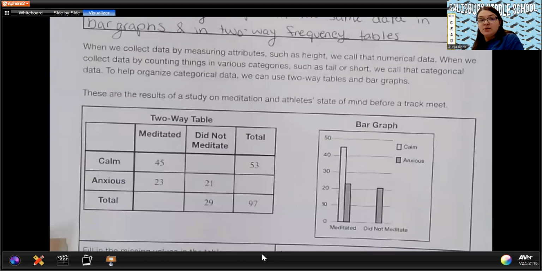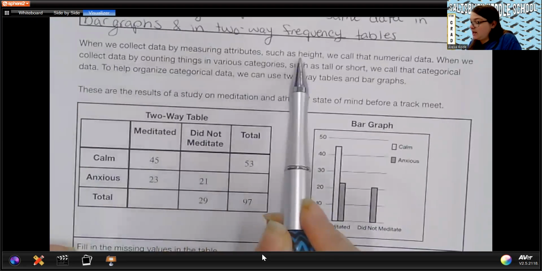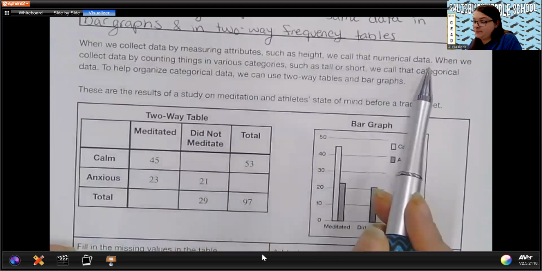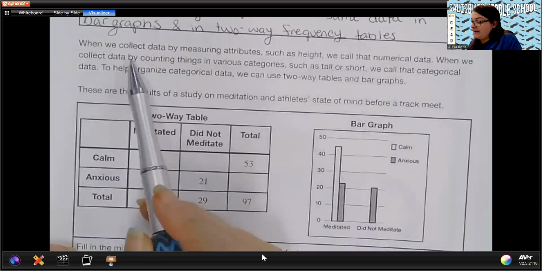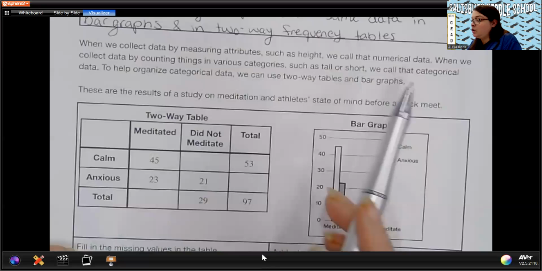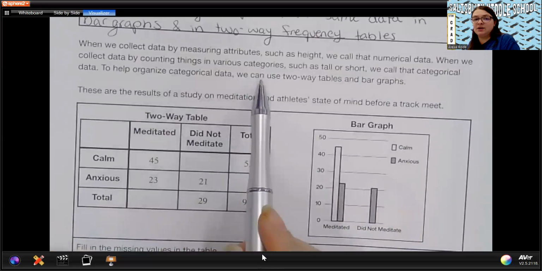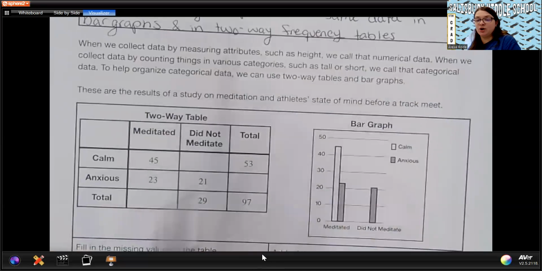tables. So here it says, when we collect data by measuring attributes such as height, we call that numerical data. When we collect data by counting things in various categories, such as tall or short, we call that categorical data. To help organize categorical data, we can use two-way tables and bar graphs.